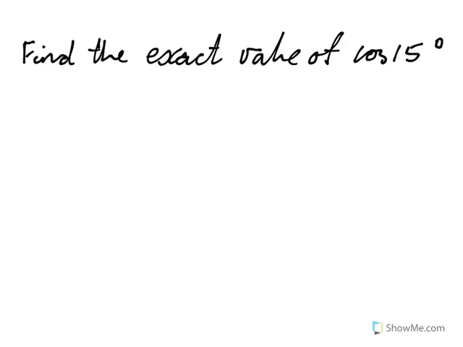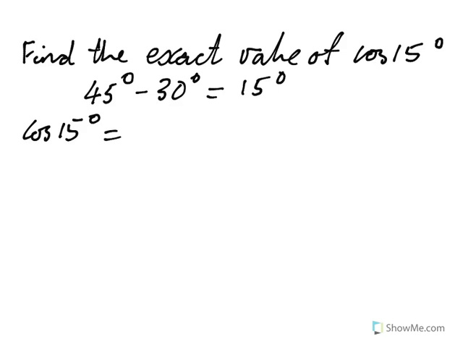Here's one. Find the exact value of cos 15. We don't actually know what the exact value of cos 15 is, but we do know 45 degrees, take 30 degrees, is 15 degrees. So the cos of 15 degrees would be the same as the cos of 45 degrees minus 30 degrees.